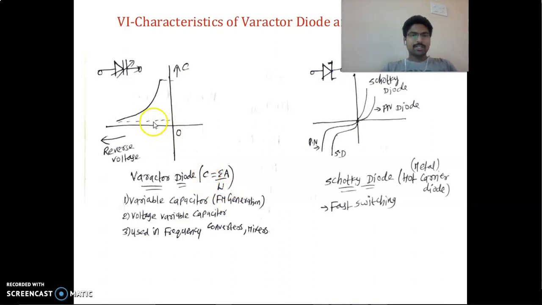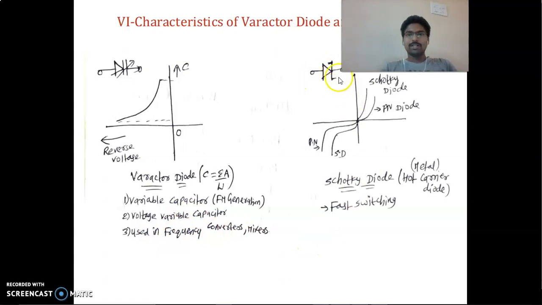Now observe here, as the reverse voltage is increasing, the capacitance is decreasing from this maximum value to minimum value, because as the reverse voltage is increasing, the depletion region width is going to be increasing and hence the capacitance is decreasing. This is the symbol for the varactor diode, which shows a voltage variable capacitor. So the varactor diode is used for voltage variable capacitor applications like FM generation. It is a voltage variable capacitor.